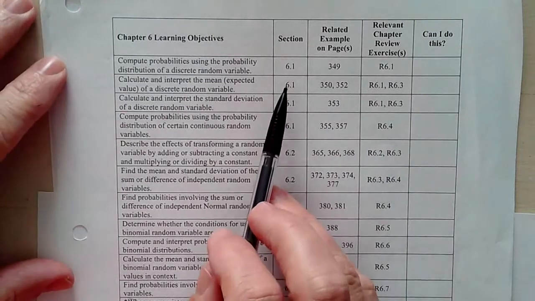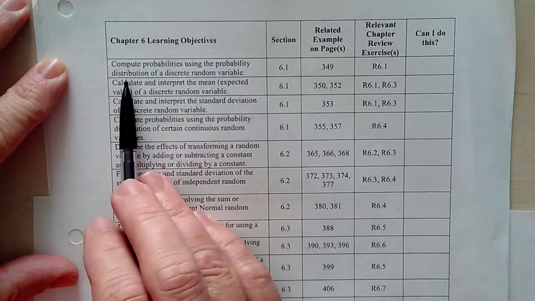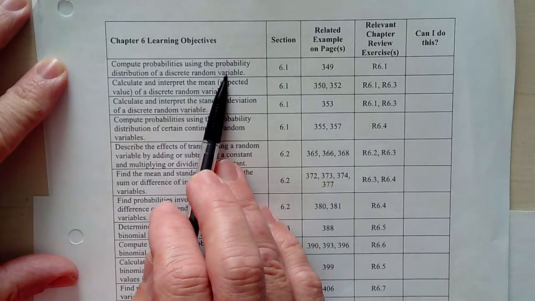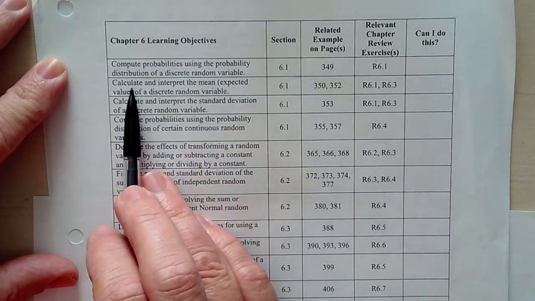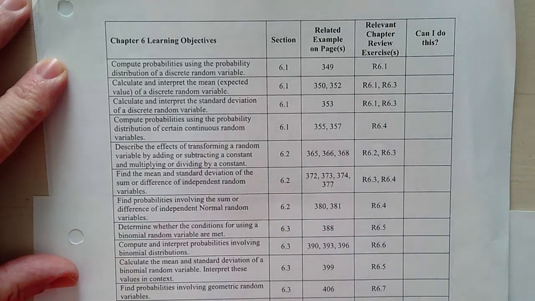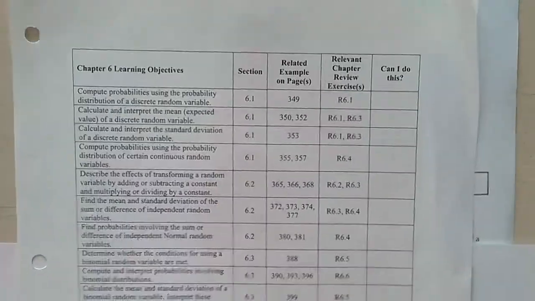Okay, today we'll be starting section 6.1. We're going to be computing probabilities using the probability distribution of these discrete random variables. We'll talk about that phrase in just a little bit, and then we'll move on to calculating and interpreting the mean, also called the expected value of these discrete random variables. Okay, so this starts on page 347.